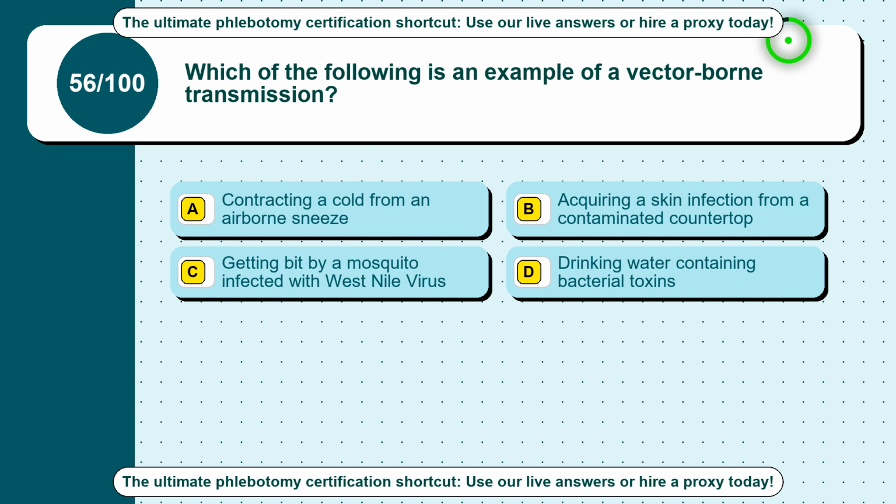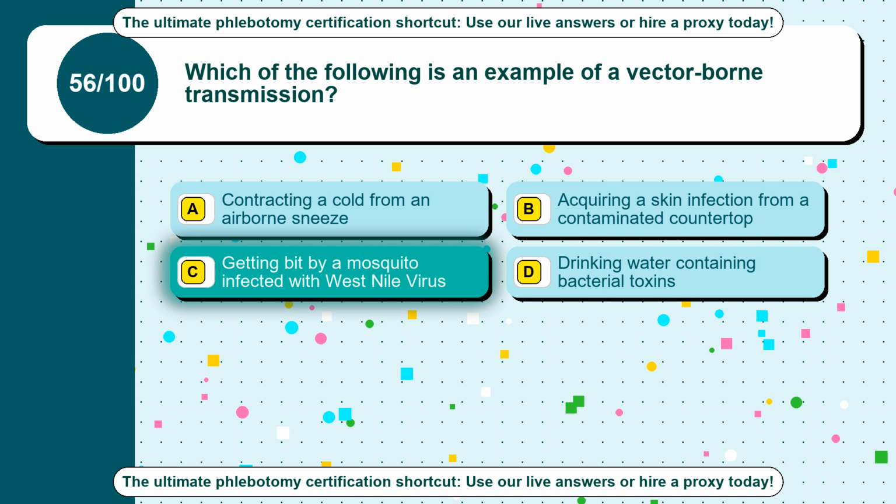Question 56. Which of the following is an example of a vector-borne transmission? Option A, contracting a cold from an airborne sneeze. Option B, acquiring a skin infection from a contaminated countertop. Option C, getting bit by a mosquito infected with West Nile virus. Option D, drinking water containing bacterial toxins.